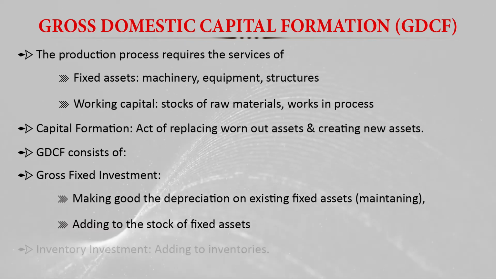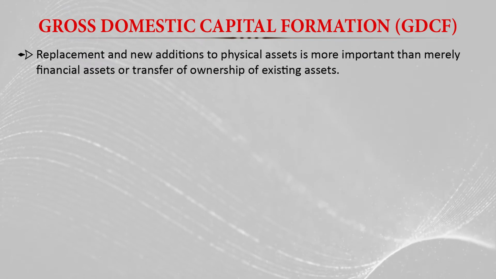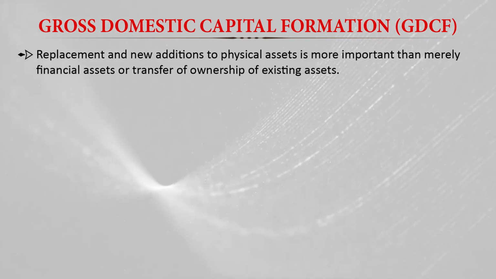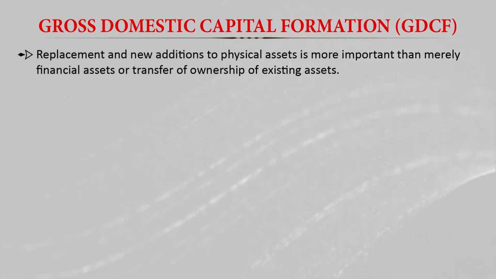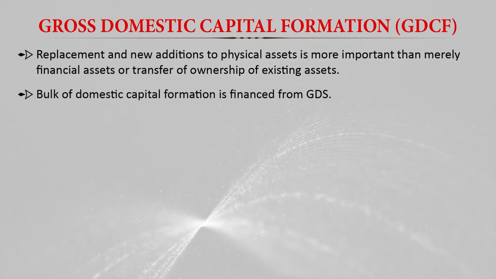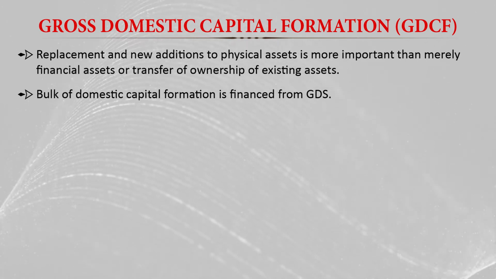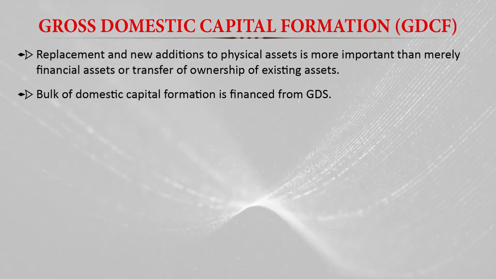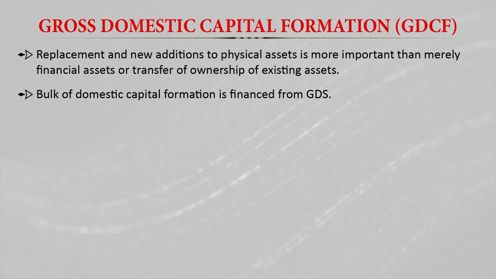And then we have the inventory assets, meaning we are adding to the inventories. So in case of the gross domestic capital formation, it is basically the replacement or a new addition to the physical assets, and it is very important. It is more important than the financial assets or transfer of ownership of existing assets. So the bulk of the domestic capital formation is financed from the gross domestic savings. So that's why there is always a focus on having more saving from the household, so that saving can be channeled for creating investment activity in agriculture or any other sector of the economy.